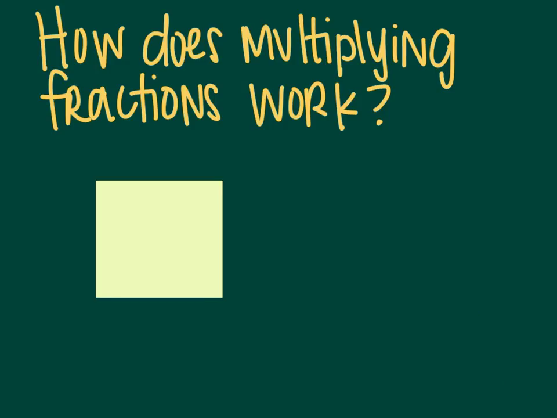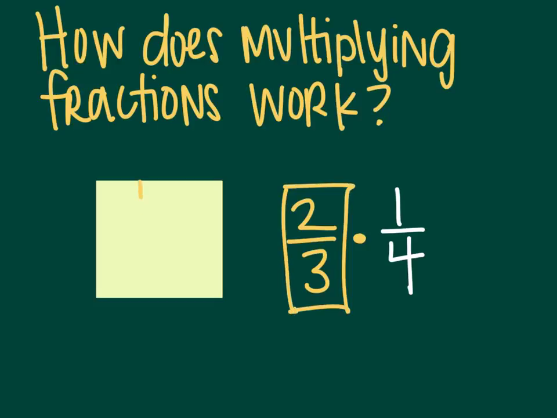How does multiplying fractions work? If I have 2/3 times 1/4, what that means is I have 2/3 of a box. So I'm going to split this into thirds going one direction, and then I'm going to color in those 2 out of the 3. Then for the 1/4, I'm going to go the opposite direction with my lines and divide it into 4 sections. Then I want 1/4 of it, so I'm going to color in this section.